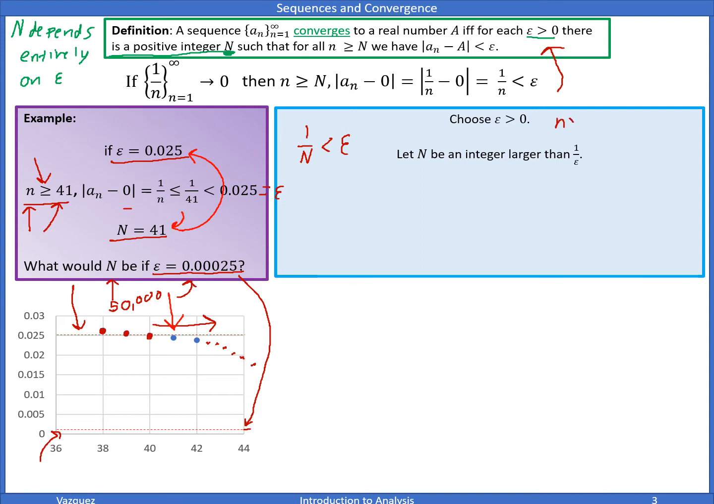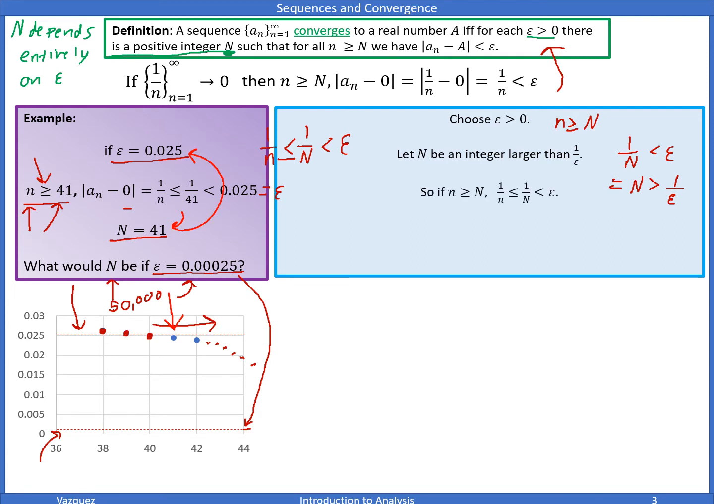Why is that? Because if n is greater than or equal to N, well then this would be greater than or equal to 1 over little n, and it would be within epsilon of our limit point, less than epsilon. So big N here, we're going to let it be larger than 1 over epsilon, because if we rework this out, 1 over n less than epsilon, that implies that n is greater than 1 over epsilon. Right, so we let N be that integer.